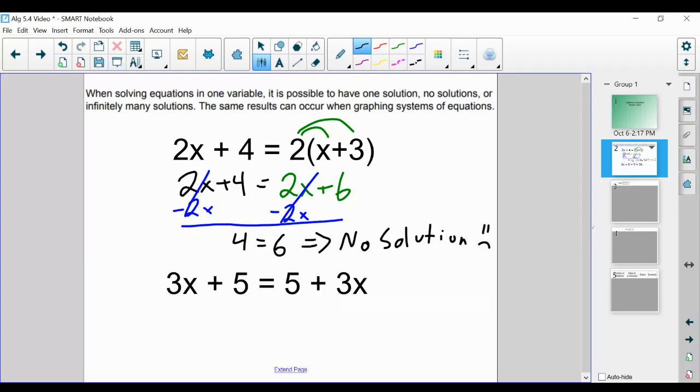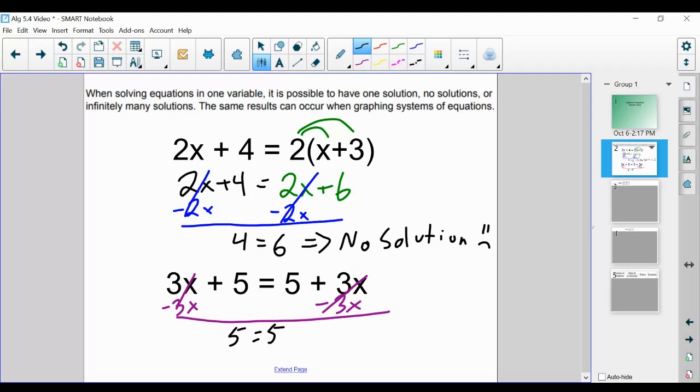But what if we had a case that looks like so? 3x plus 5 is equal to 5 plus 3x. Well, just like we did before, we're going to want to bring our variables to one side and then get our constants on the other. So we end up with 5 is equal to 5. In the past, we've said that we could have an all real numbers answer for this because it's a true statement. Our variables canceled out. 5 is equal to 5, so we would write all real numbers.